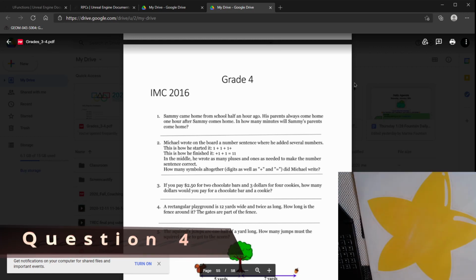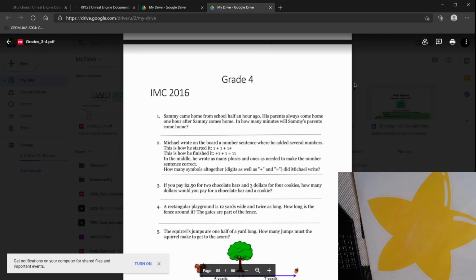Okay, number 4. A rectangular playground is 12 yards wide and twice as long. How long is the fence around it? So I'm just going to draw a diagram for some examples of things. So this is the thing. So this is 12, and this part is twice as long. So that means that it's 24. And then he's saying, how much is the fence around it? So that means the perimeter. So this would be a 24, and this would be a 12.